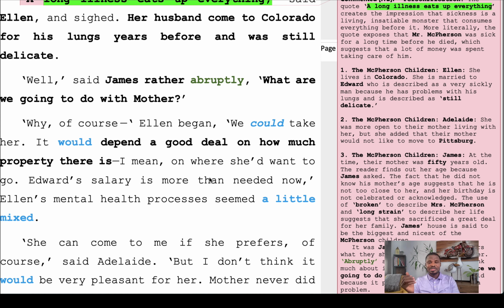The second McPherson child is Adelaide. She was more open to their mother living with her, but she added that her mother would not like to move to Pittsburgh because that's where she lives.